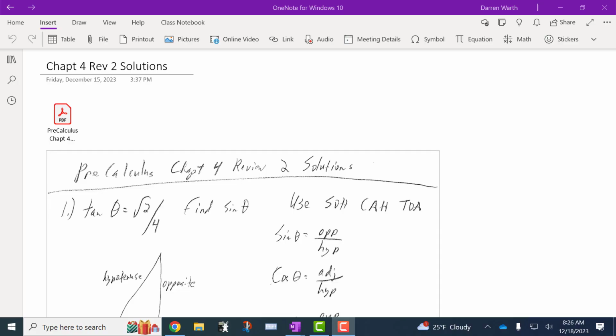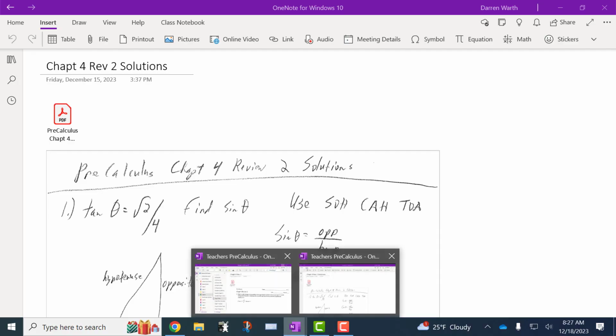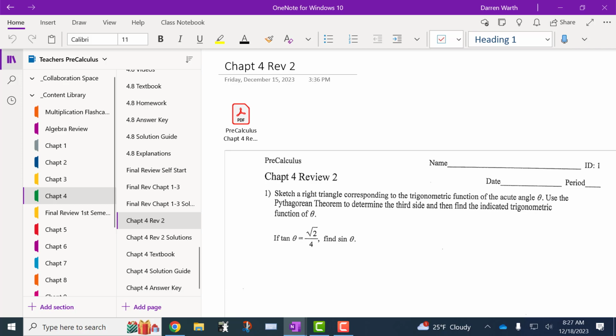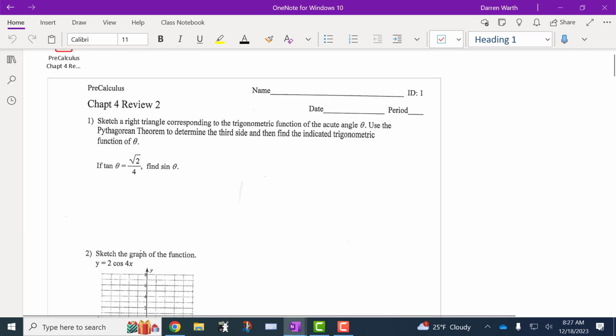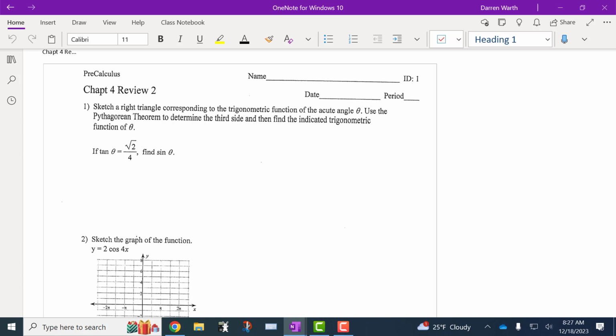Okay, so look at problem number 1 on our chapter 4 review. It wants us to sketch a right triangle corresponding to the trigonometric function of acute angle theta. Use the Pythagorean theorem to determine the third side, and then find the indicated function of theta. Tangent of theta equals the square root of 2 over 4. Find the sine of theta.